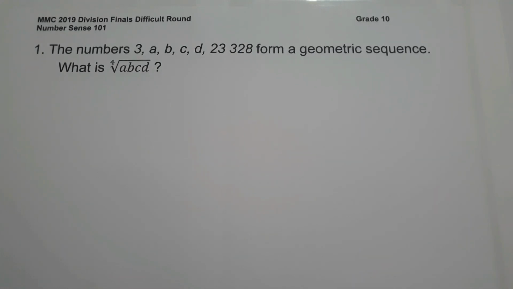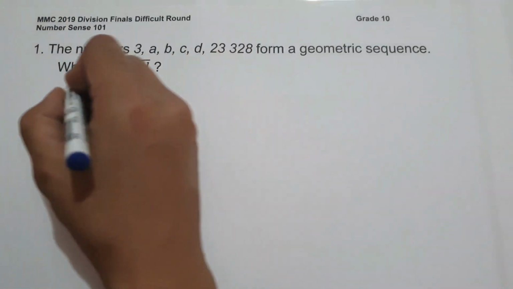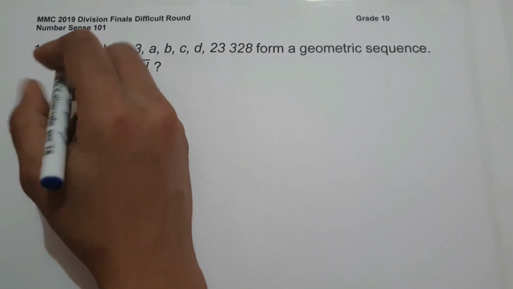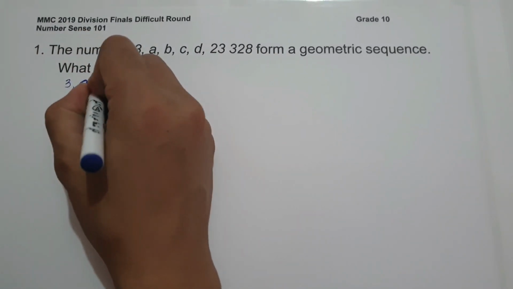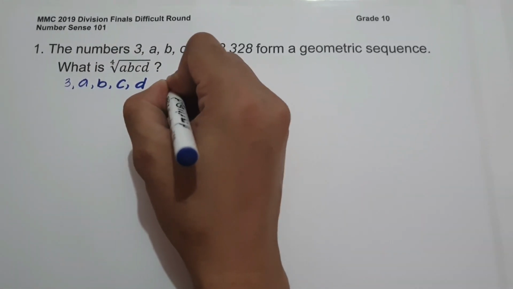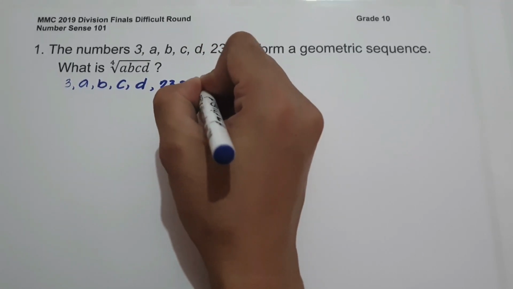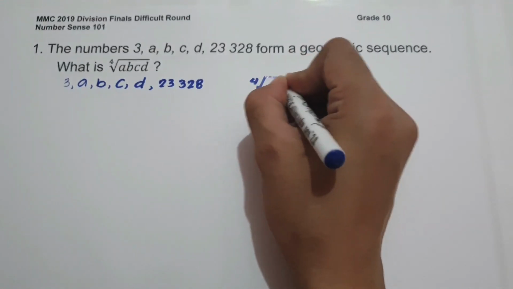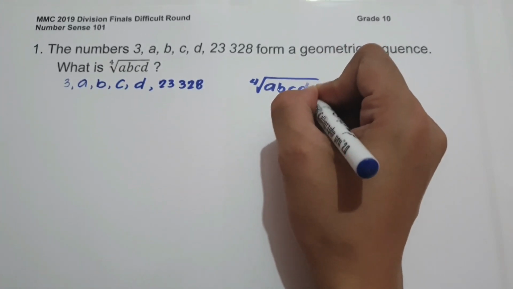On number 1, the numbers 3, A, B, C, D, and 23,328 form a geometric sequence. What is the fourth root of ABCD? So let us identify first the given sequence. That is 3, then A, B, C, D, and 23,328. And we are looking for the fourth root of ABCD.